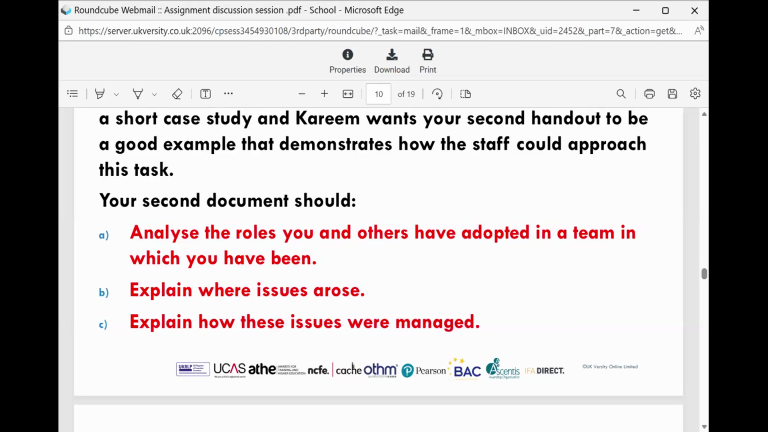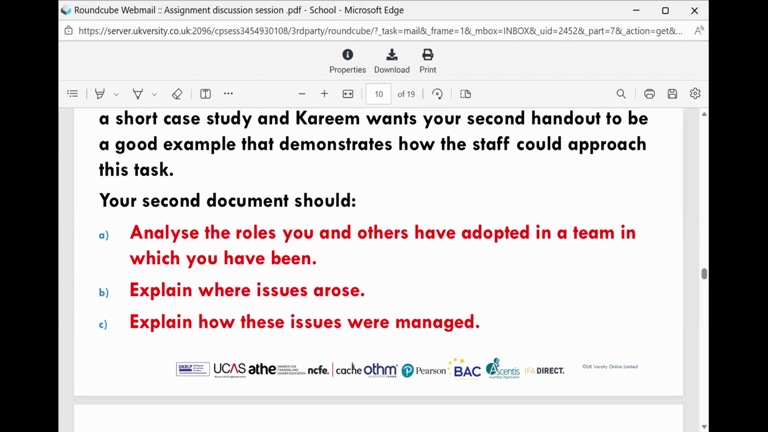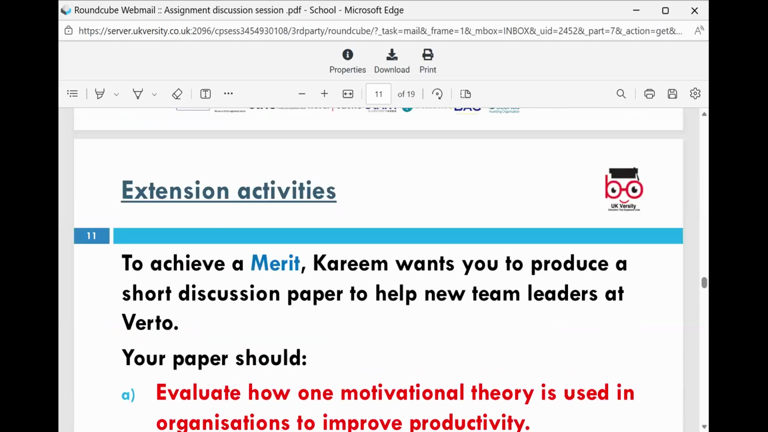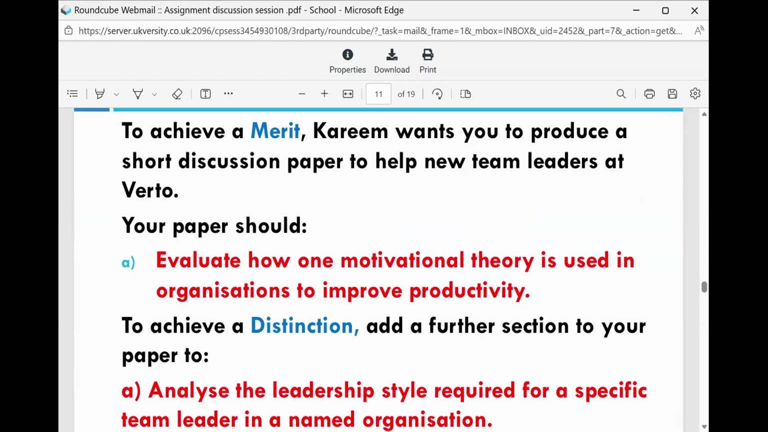So again, looking at learning outcome 1, 2, and 3, he wants you to do this in the second document. Again, do not change the wording. Answer each one with reference to it, okay? So do not change the wording. Then, for the extension activities to gain a merit, Kareem wants you to produce a short discussion paper to help team members at Vito. The paper, now this is to gain a merit, okay? You would have to do all the pass and then the merit to gain a merit.